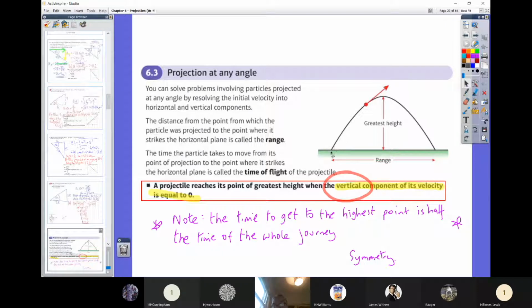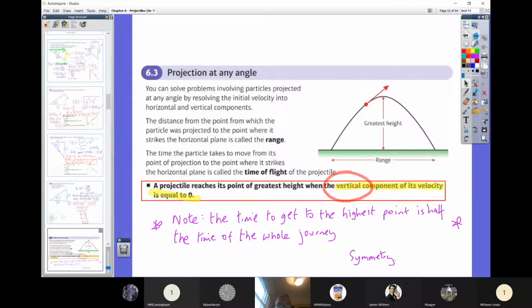And remember the symmetry of this. Do note that the time that you take to go from the initial projection to the top of the bounce is the same time as it takes to go from that maximum height to hitting the ground again. So do bear in mind that symmetry.